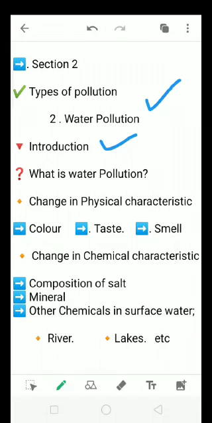So, what is water pollution? Water pollution is a change in the quality of fresh water. Fresh water is essential for life. All of you know that we are all using water. Not only we, but also all the living things like plants, animals, and human beings are using fresh water.